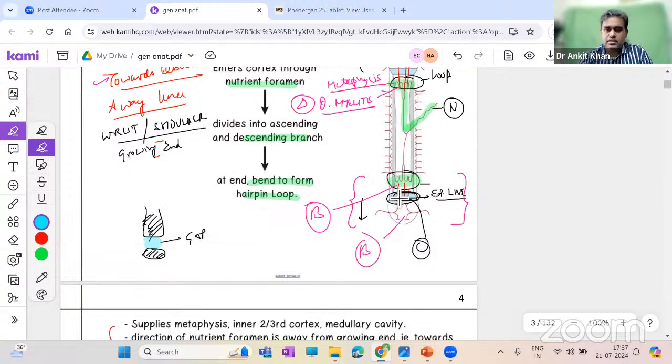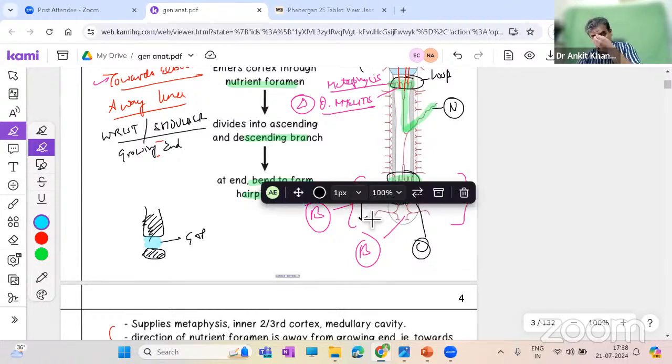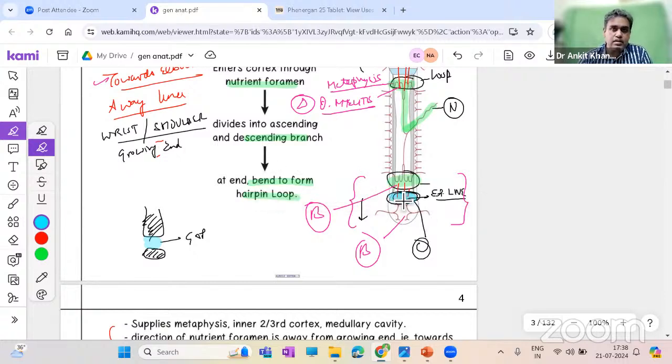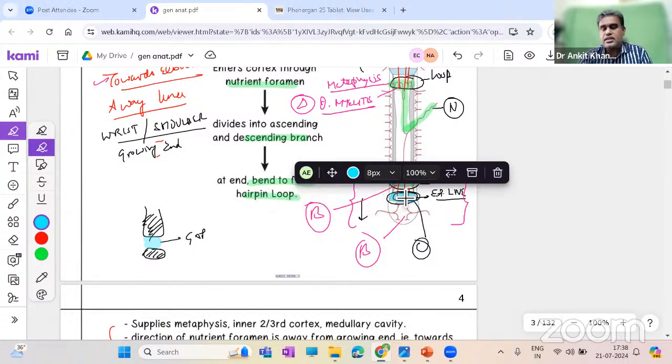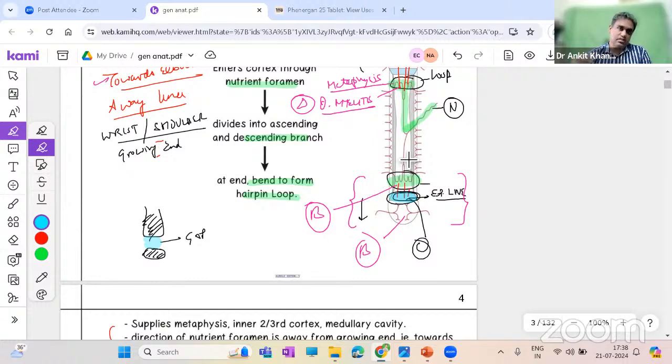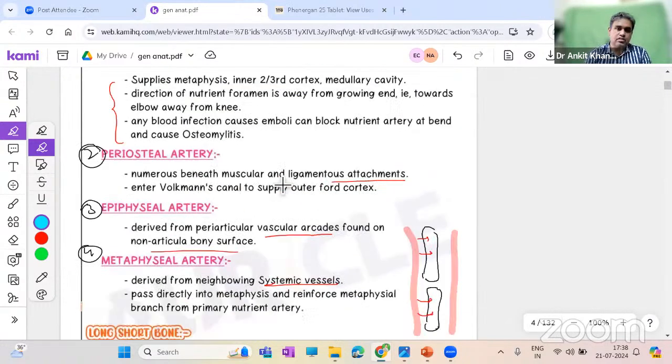Now this joint is what we call a primary cartilaginous joint, because there's only cartilage over it. But after some time, this primary cartilaginous joint will be replaced by bone, as I told you, because this hairpin is only present in small children. Therefore, primary cartilaginous joint is a temporary joint. It is known as synchondrosis.